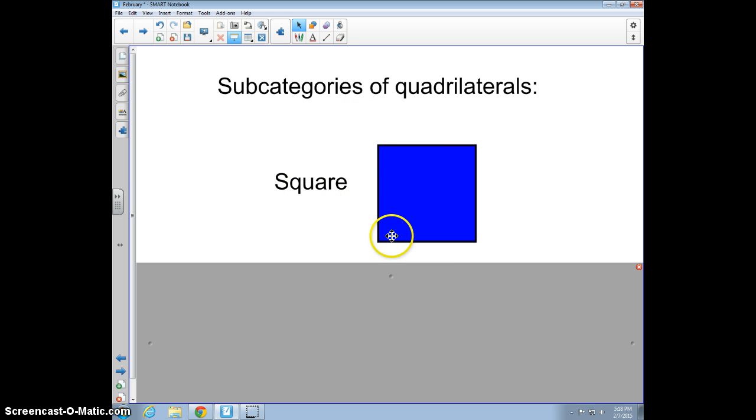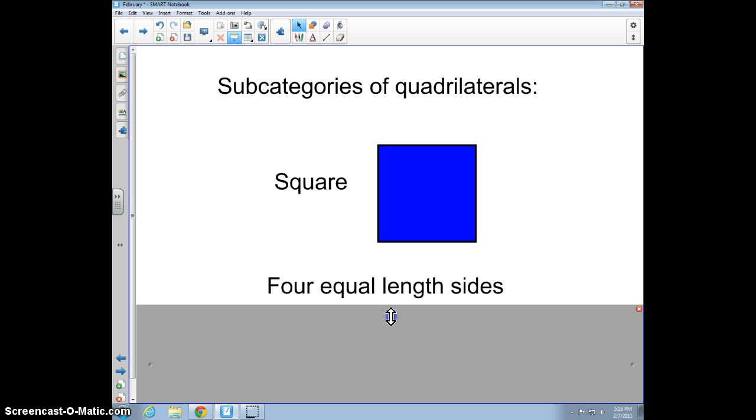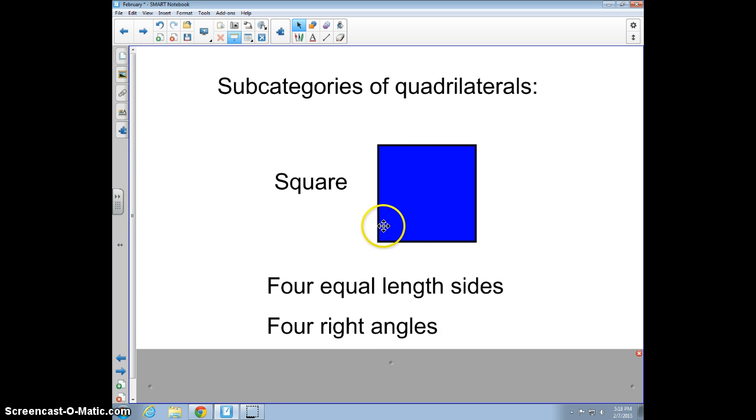A square is a type of quadrilateral that has its own specific attributes, and those are, has 4 equal length sides. So as you can see, all 4 sides are the same length. And it has 4 right angles, so angles that are 90 degrees. And so if a polygon is a quadrilateral, it has 4 sides, 4 angles, and all 4 of the sides are equal, and all angles are right angles, then it is a square.